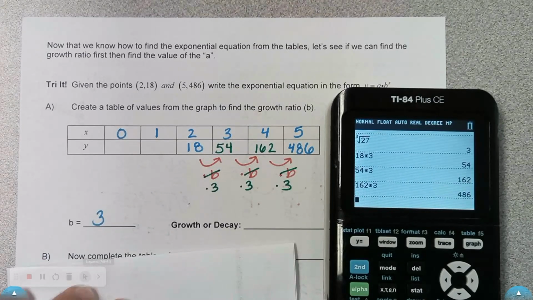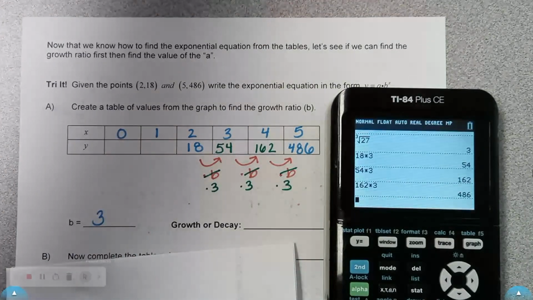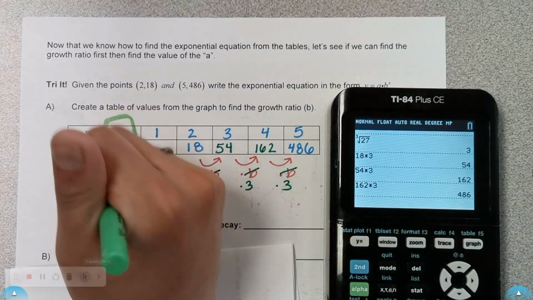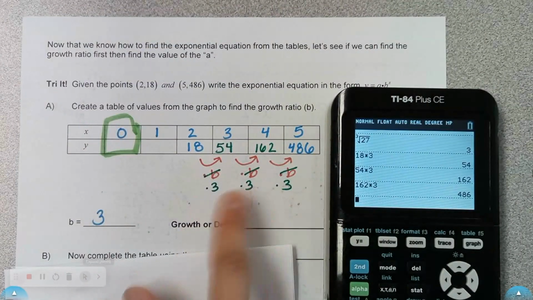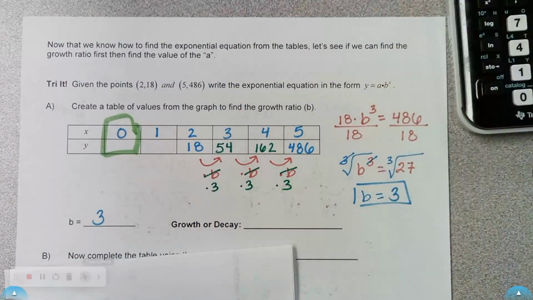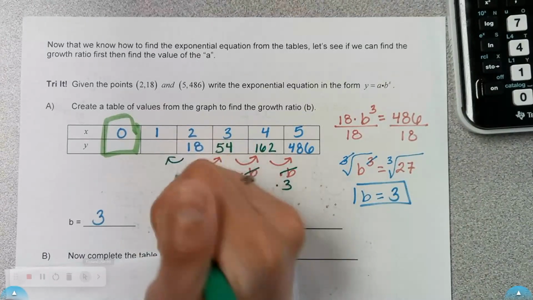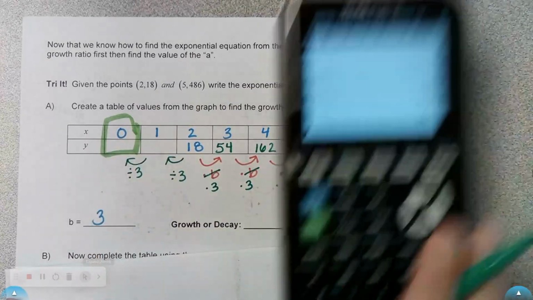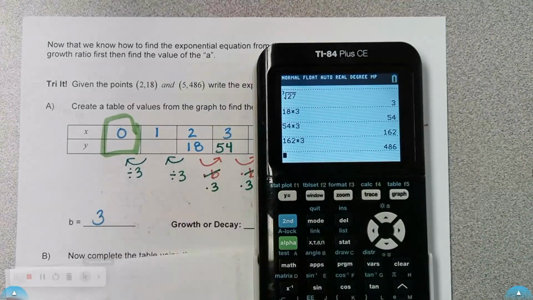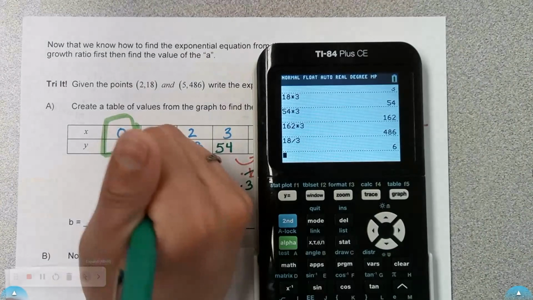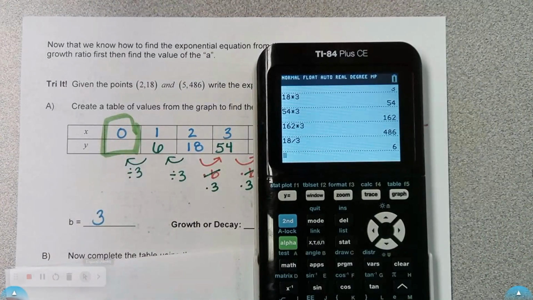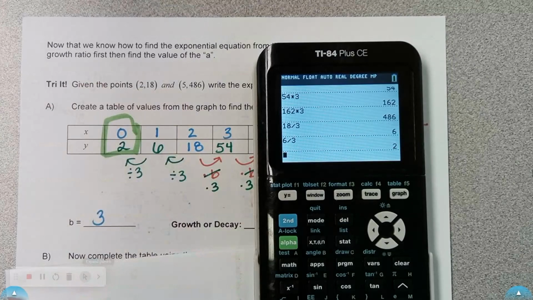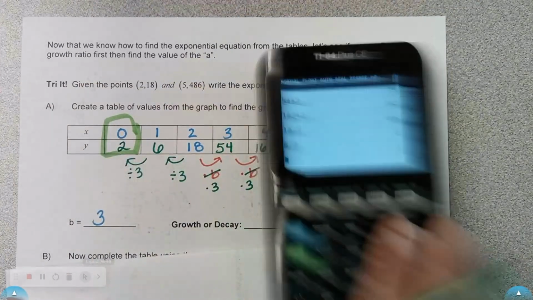Perfect. However, I need my start, so I need to go backwards in order to figure out what my a is, right? Because that's where my a is. So as I move to the right, I'm multiplying. To go to the left, I just have to do the opposite. So I'm going to have to divide. So to go this way, I have to divide by 3. To go this way, I have to divide by 3. So if I take 18 and I divide by 3, I get 6. But I need to go one more over. If I take 6 and I divide by 3, I get 2. So ultimately, my start is going to be at 2.